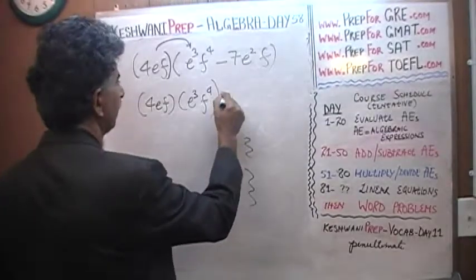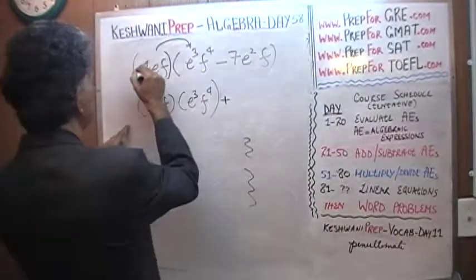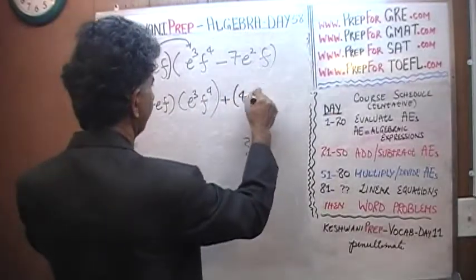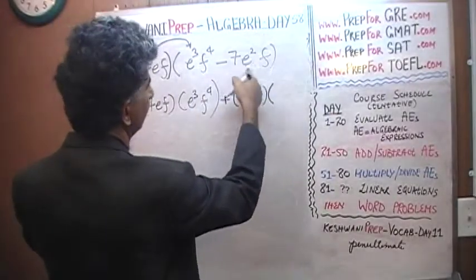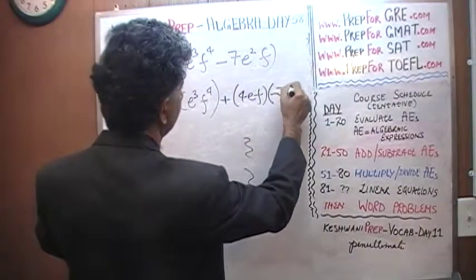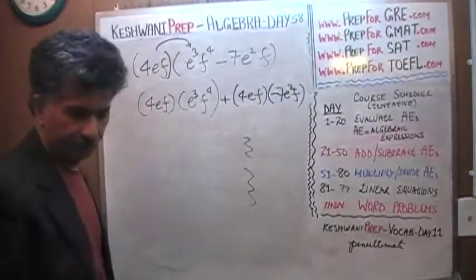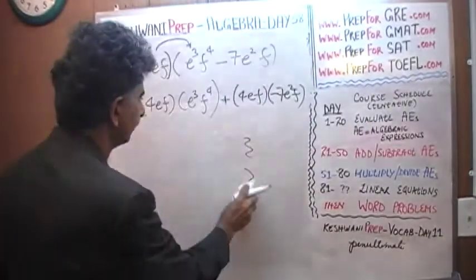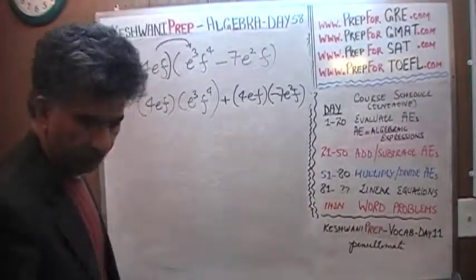And then we have this positive 4EF times this guy here, which is negative 7E squared F. Now we just have to open the parentheses. Let's open the parentheses.